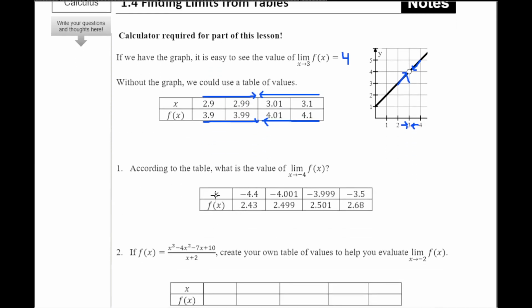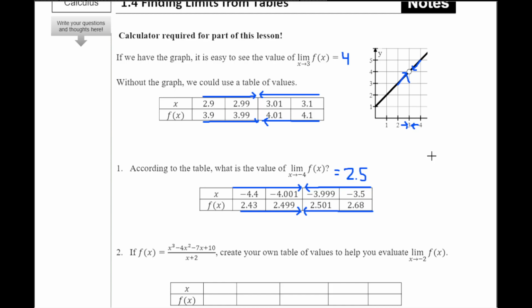So number 1 right here, what's the value of limit as x approaches negative 4 of f of x? You see as x approaches negative 4 from the left and right here, you see the f of x is going from 2.43 to 2.499, just stopping shy of 2.5. And then from the right, 2.68 to 2.501, stopping just shy of 2.5. So right here, the limit as x approaches negative 4 of f of x is 2.5.